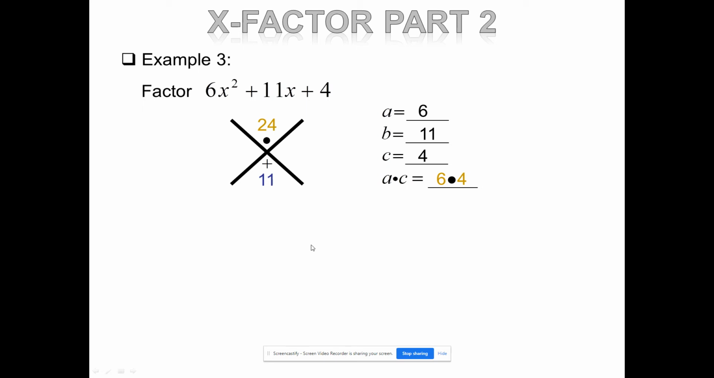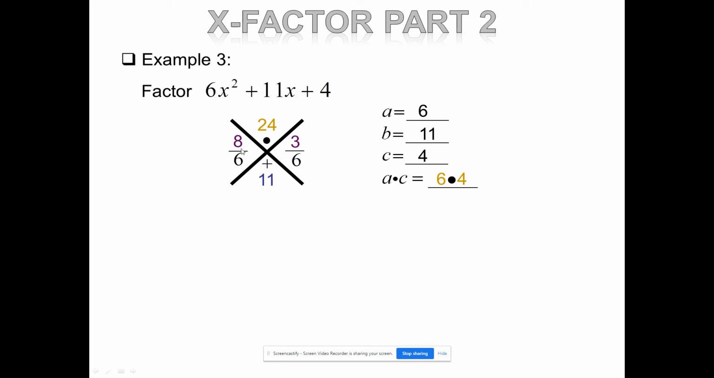I mean, 12 and 2 make 24, and 6 times 4, but the numbers we're looking for are 8 and 3, because 8 times 3 is 24, and 8 plus 3 makes 11. And then we divide by a, so we're dividing by 6. This one's different because if you look at both of these fractions, they both can reduce, but they don't reduce to an integer, a whole number. They're going to stay as fractions.